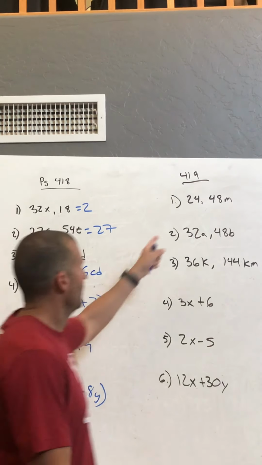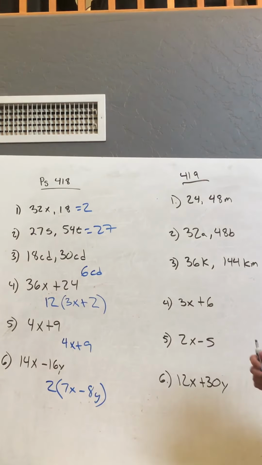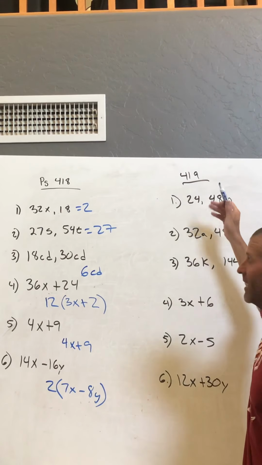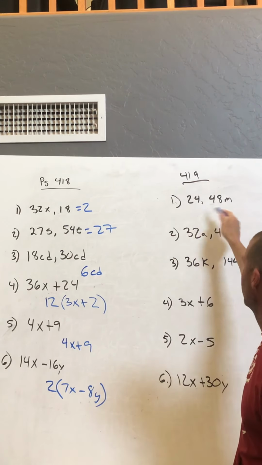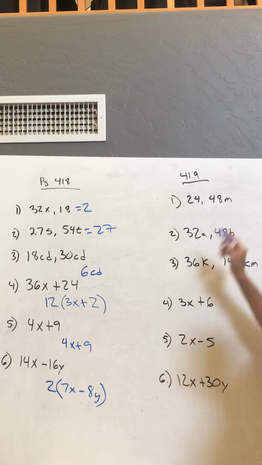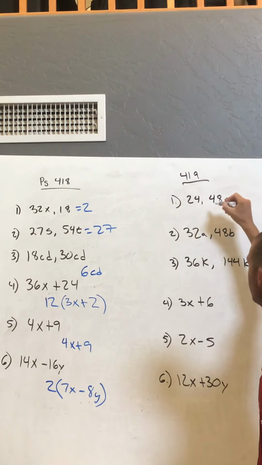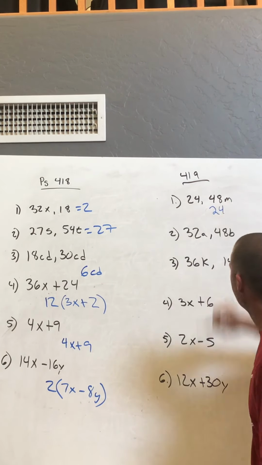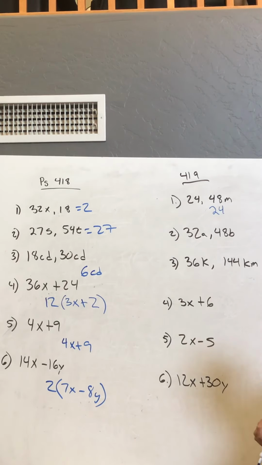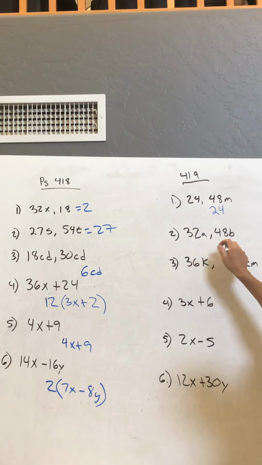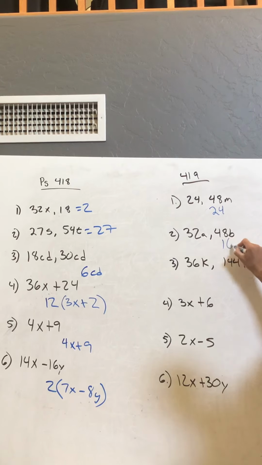Boom. All right, page 419. I'm doing all your homework for you today. We have to find a common factor, the GCF, that goes into both 24 and 48M. They both don't share any letters. They both share a 24. That's a big one. This one here, what goes into 32A and 48B? I think it's 16. Let's see, 16 times 2, 16 times 3. They don't share any letters, so the answer is 16.